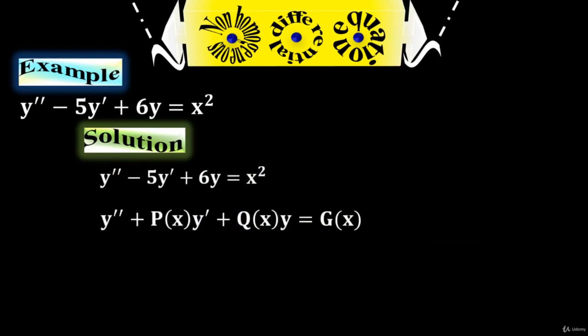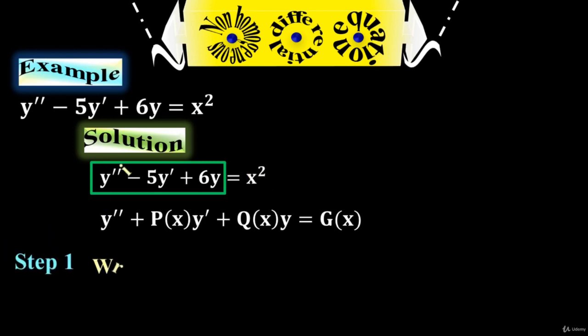How do we know that it is a second order non-homogeneous differential equation? When I look at the left side, the maximum derivative term is the second derivative term, y double prime. It is a function of x, g of x. That's why it is called a second order non-homogeneous differential equation.